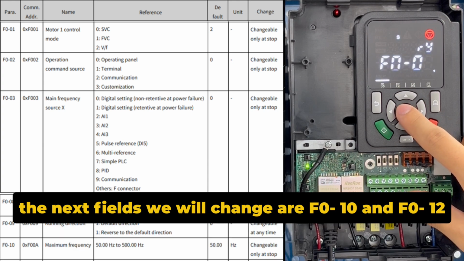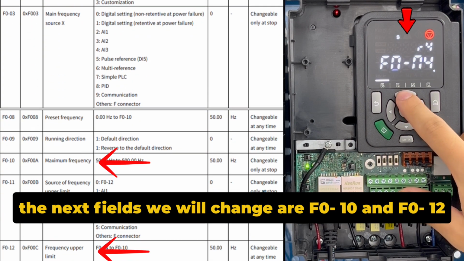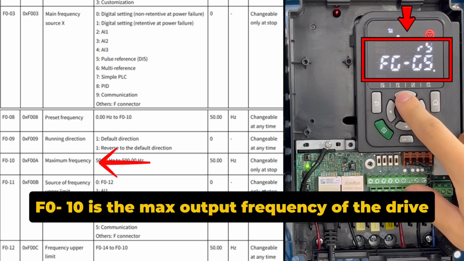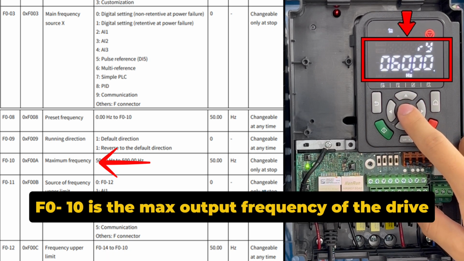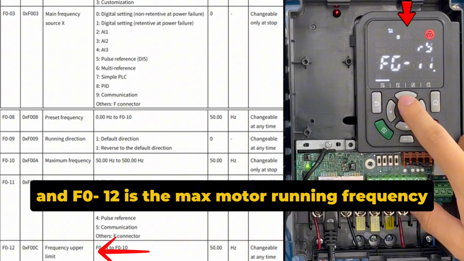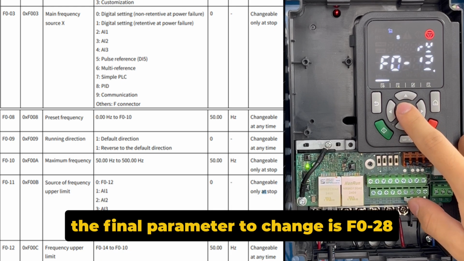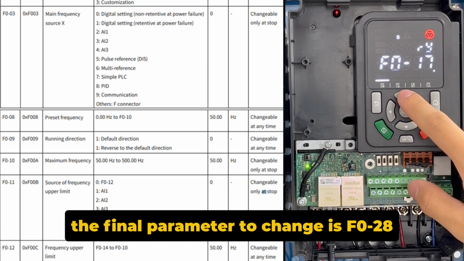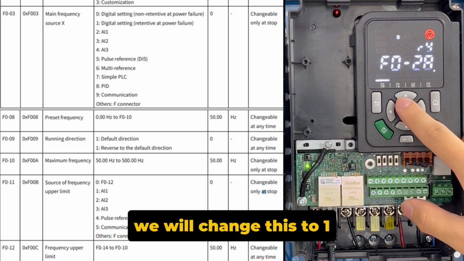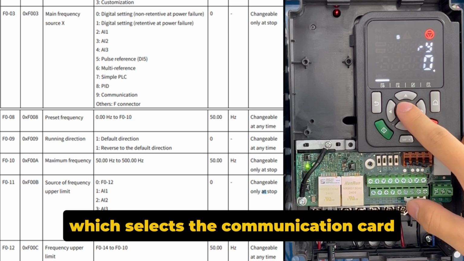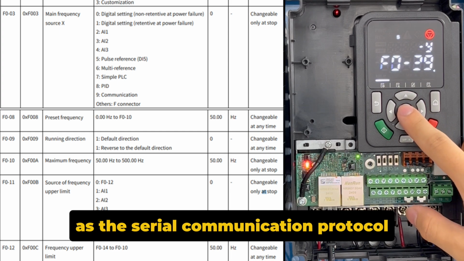The next fields we will change are F0-10 and F0-12. F0-10 is the max output frequency of the drive, and F0-12 is the max motor running frequency. The final parameter to change is F0-28. We will change this to 1, which selects the communication card as the serial communication protocol.